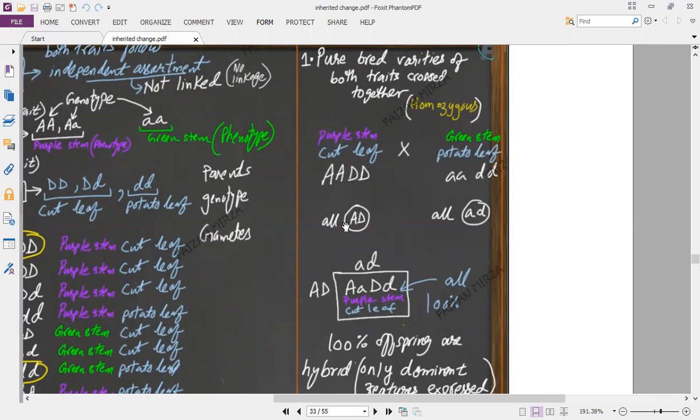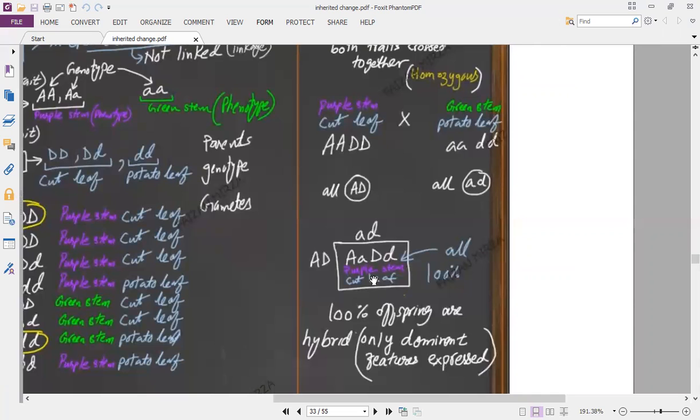The gametes will form in meiosis, and you will have two kinds of gametes forming: all capital A capital D gametes from the first parent, and all small a small d gametes from the second parent. Now when you cross them together, all the offspring of the F1 generation will be purple stem and cut leaf, and they all will be hybrid, capital A small a, capital D small d. 100% of offspring will be hybrid, and since the dominant alleles for stem color as well as leaf shape are present, the dominant features will be expressed, but the offspring will all be hybrid.